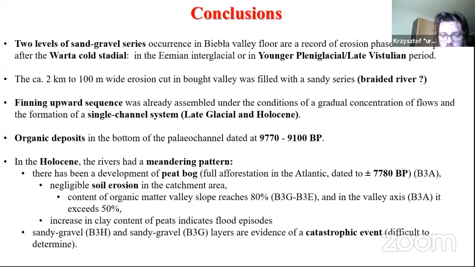There was a development of peat bog, with full afforestation in the Atlantic, dated to 7,780 BP. With soil erosion in the catchment area, the content of organic matter on the valley slope reaches 18%, and in the valley axis it exceeds 50%. An increase in clay content of peats shows increased flood episodes.